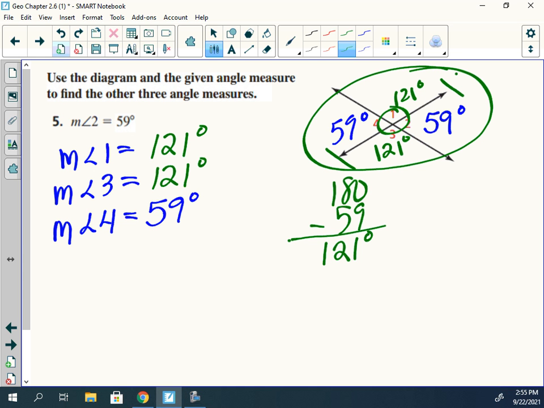So when we do the subtraction, we'll start at the 0. Since I can't do 0 minus 9, I'll borrow 1 from the 7, which will give us 10. And we could do 121 plus the 59. 0, carry the 1, 5, 180.